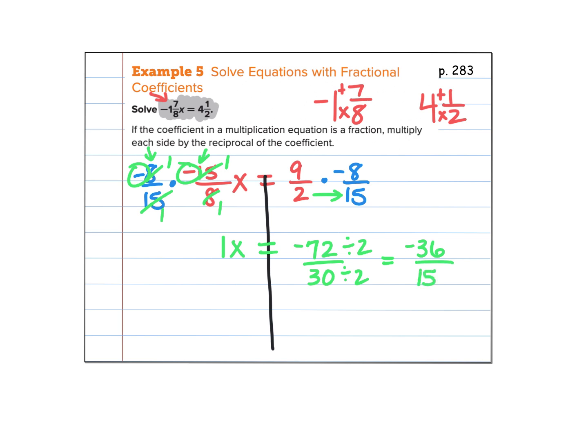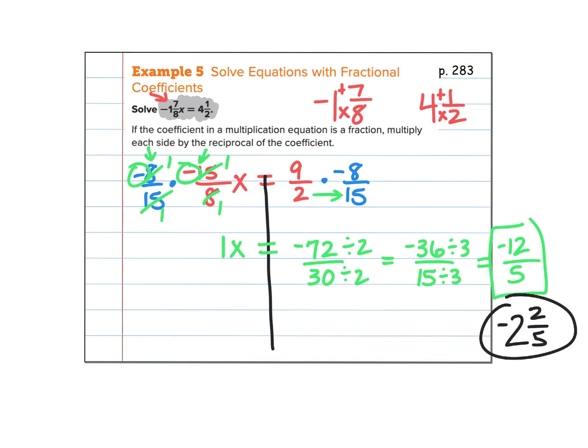Well, I can actually divide that down by 3 again. So I'm going to divide by 3. I end up with 5. And then 36 divided by 3 is negative 12. So my final answer is negative 12 over 5. Or I can change that to a mixed number. 5 goes into 12 2 times, so negative 2, and then there's 2 left over, so negative 2 and 2/5.